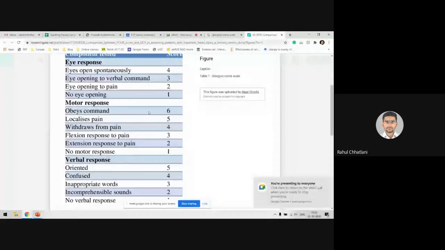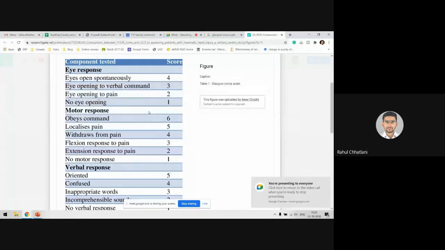Okay. So here are the components that we test. There are three main components highlighted in bold letters: eye response, motor response, and verbal response. Eye response you check for an individual. How do you check? The first thing you see is whether they are opening their eyes spontaneously or not. When we ask them to do it, are they able to do it or not?